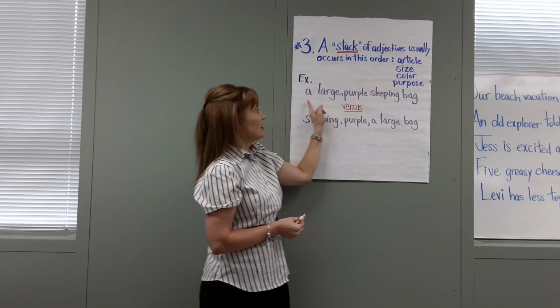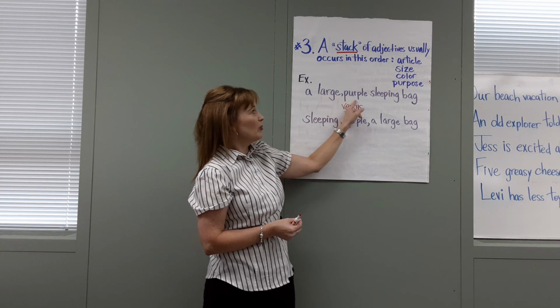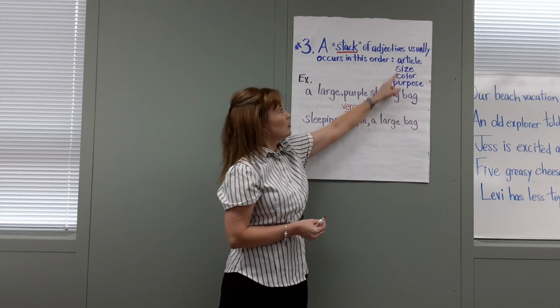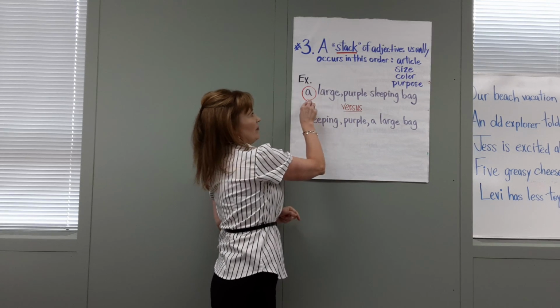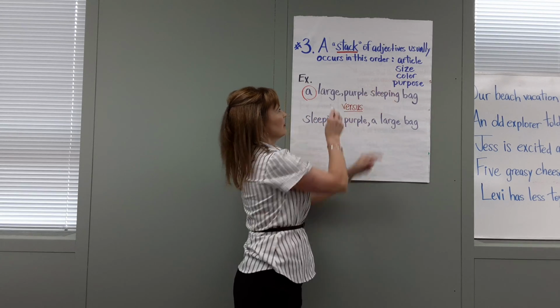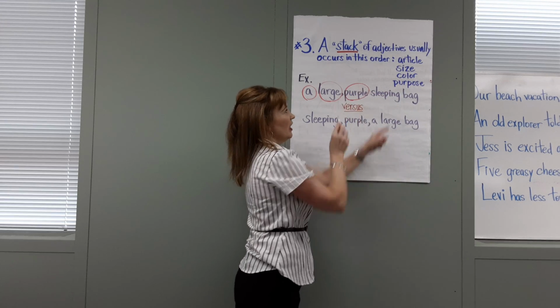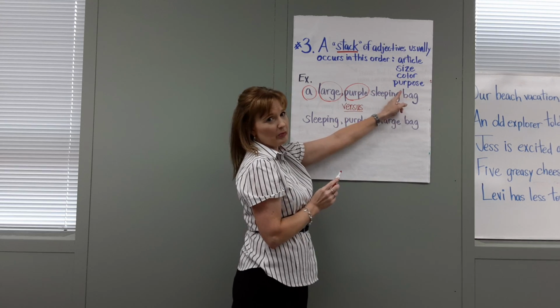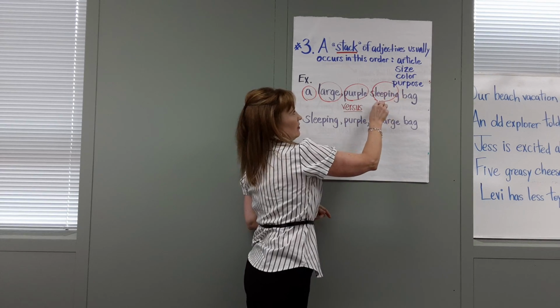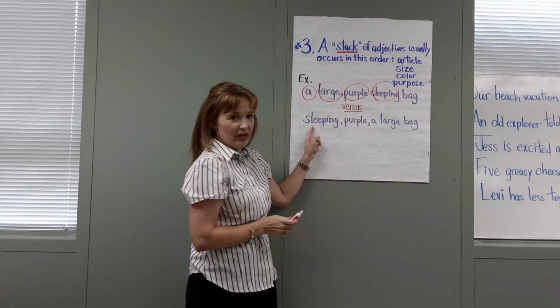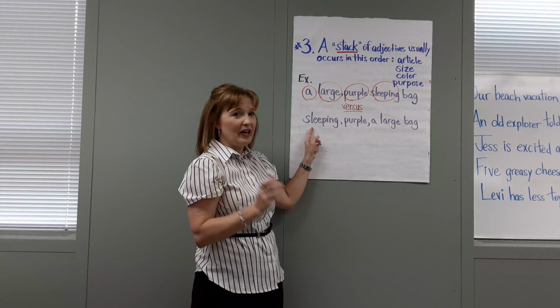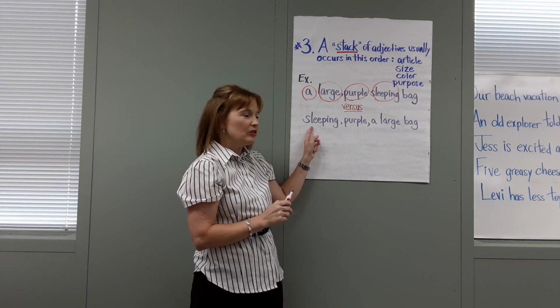Okay, so let's look at this example. A large purple sleeping bag. Start with the article, a, then go to size, large, then do color, purple, and then what are we using this bag for? What's its purpose? It's for sleeping, okay? Notice, you can't just put them in any order you like. And again, this is for non-native speakers.